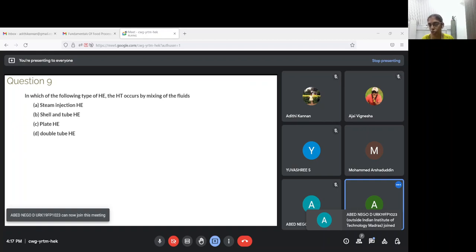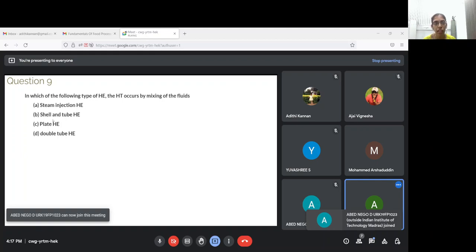So the moment you say mixing of the fluids, the answer is A. The moment you say mixing of the fluids, it's a kind of a direct contact type of heat exchanger. In a shell and tube, you will have one fluid passing in a shell. It's literally like a huge shell, and you will have multiple tubes inside the shell. So you will have one fluid in the shell side and one fluid in the tube side. So in a shell and tube heat exchanger, there is no mixing of the fluids.